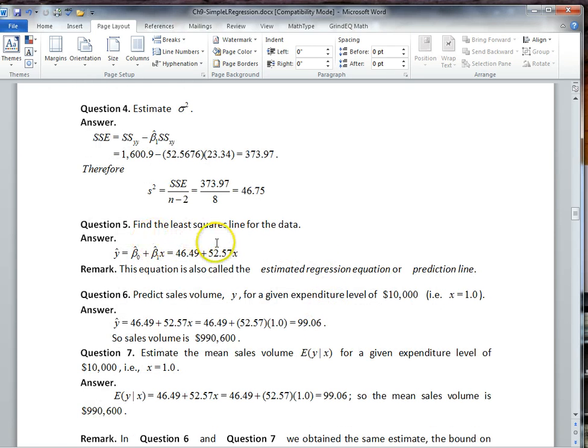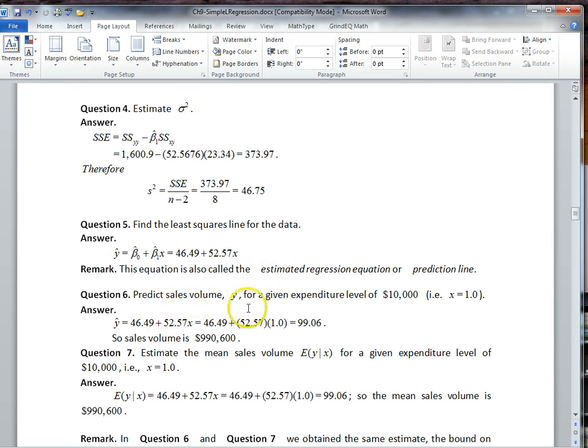Now I find my least squares line for the data. I know my equation should be y hat equals beta 0 hat plus beta 1 hat x, so substituting, it's going to be 4.649 plus 5.257x. So that's basically what it is, and I got my regression line, or estimated regression equation, or prediction line, whatever you call it. Now I can use it for predictions.